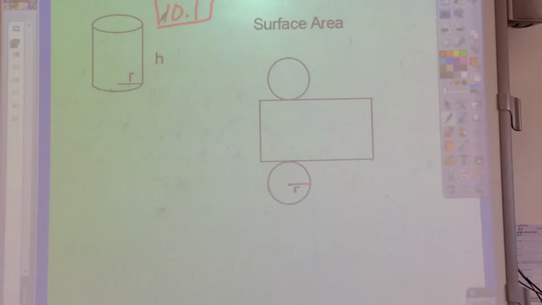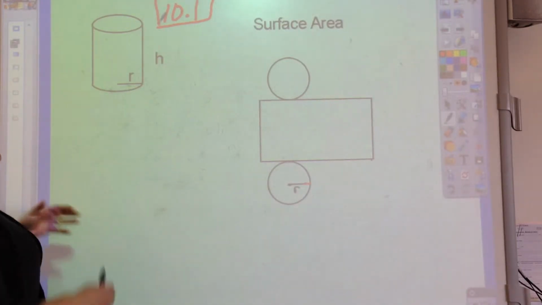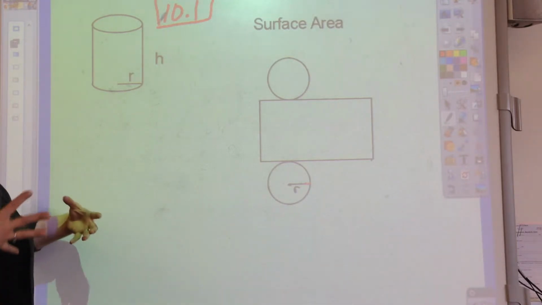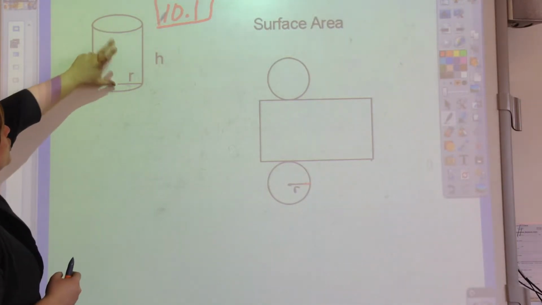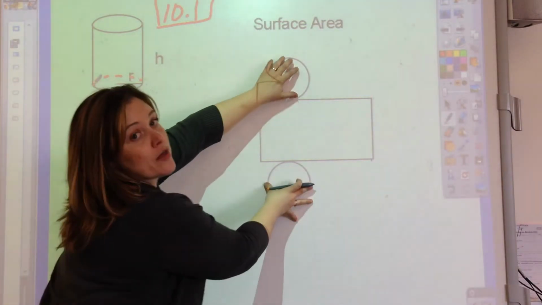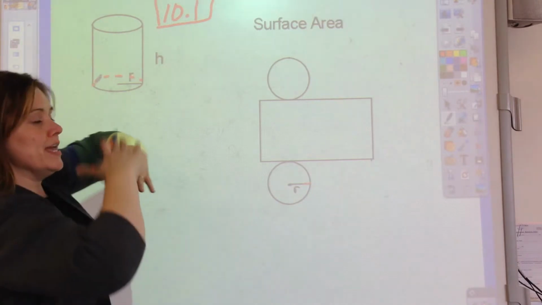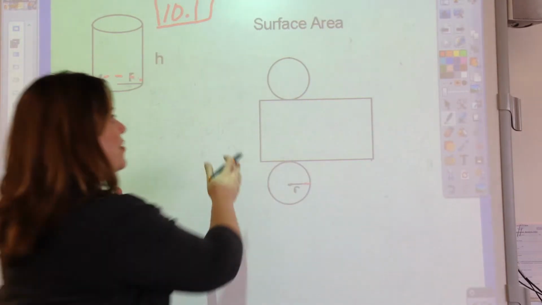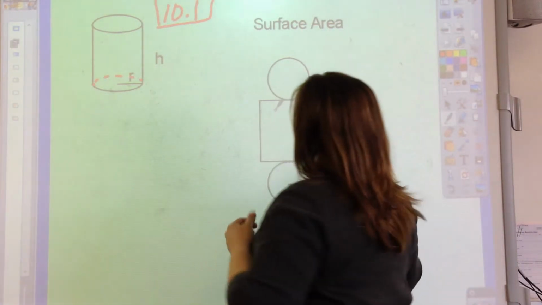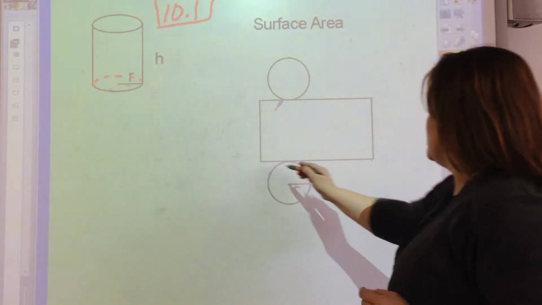So first of all, let's start off with this right cylinder. It's standing straight up and down, so it is a right cylinder. And if I unfold it or take it apart, hopefully you'll agree with me that I would have two bases that are circles. So I'll draw them right here. And then holding these two circles together is something that wraps all the way around. It's actually a rectangle.